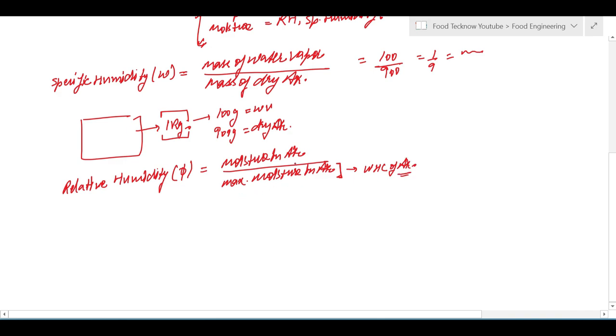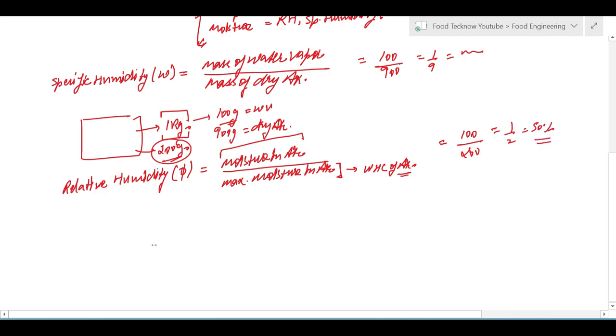Okay, so let's suppose this particular chamber or the room is at a certain temperature, and at this temperature its maximum water holding capacity could be, let's suppose, 200 grams. ठीक है, 200 ग्राम तक हो सकती है. तो इस केस में जो रिलेटिव ह्यूमिडिटी होगी वो क्या होगी, जो अभी मॉइस्चर है वो कितना है एयर में, 100 ग्राम. So it is the 100 grams divided by the maximum moisture that this air can hold, which is 200. It is equal to 1 by 2, that is the 50%.